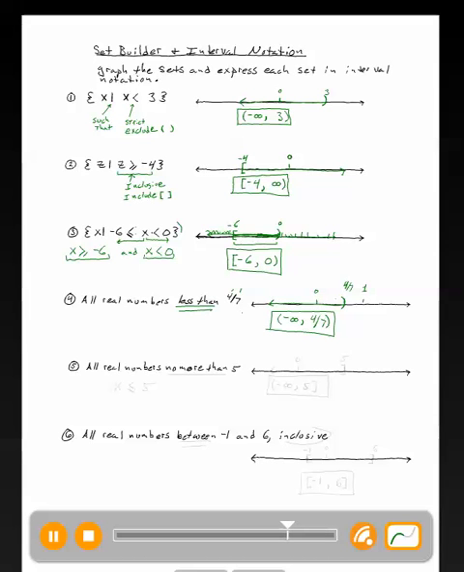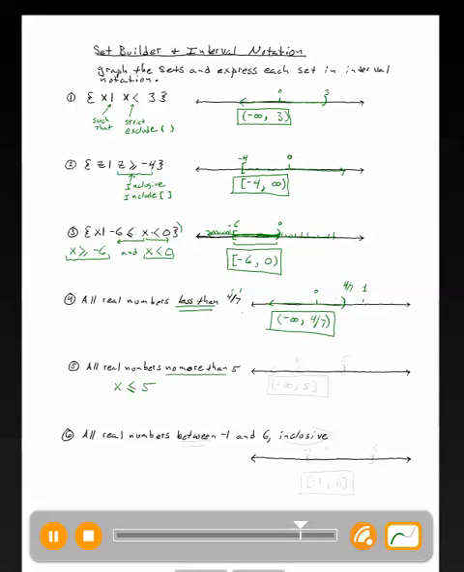In the second one, it says all real numbers no more than 5. So the first thing I have to decide is what kind. Is it a strict inequality or is it inclusive? So I ask myself, all real numbers no more than 5. Well, is 5 no more than 5? Yes, 5 is no more than 5. So basically what it's really asking me is all real numbers, x, that are less than or equal to 5. That's another way of saying no more than 5.